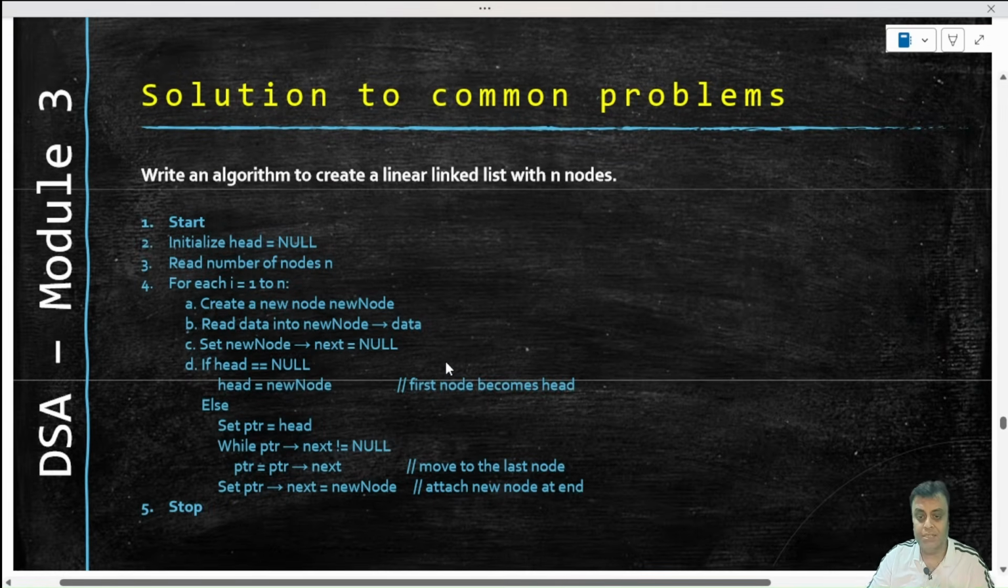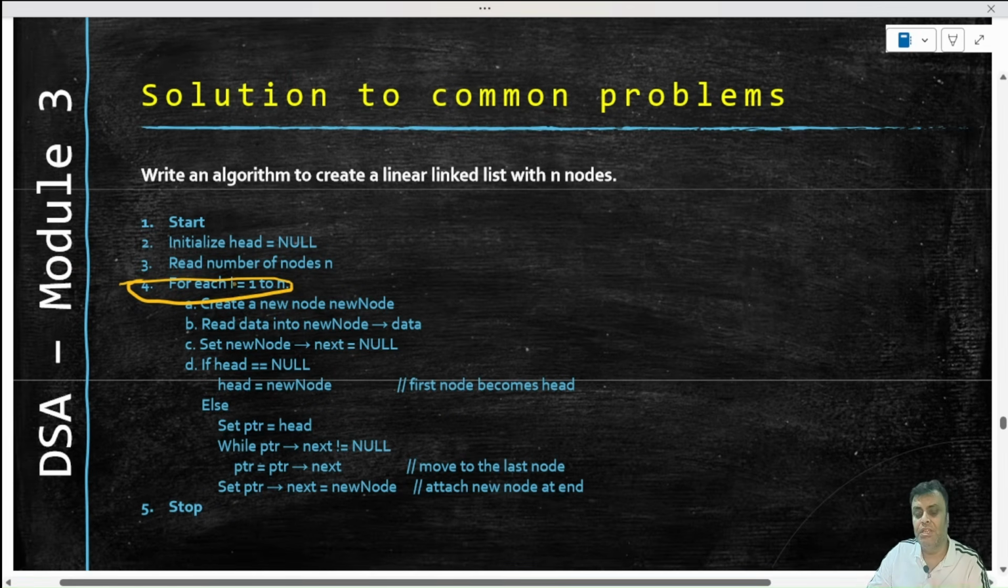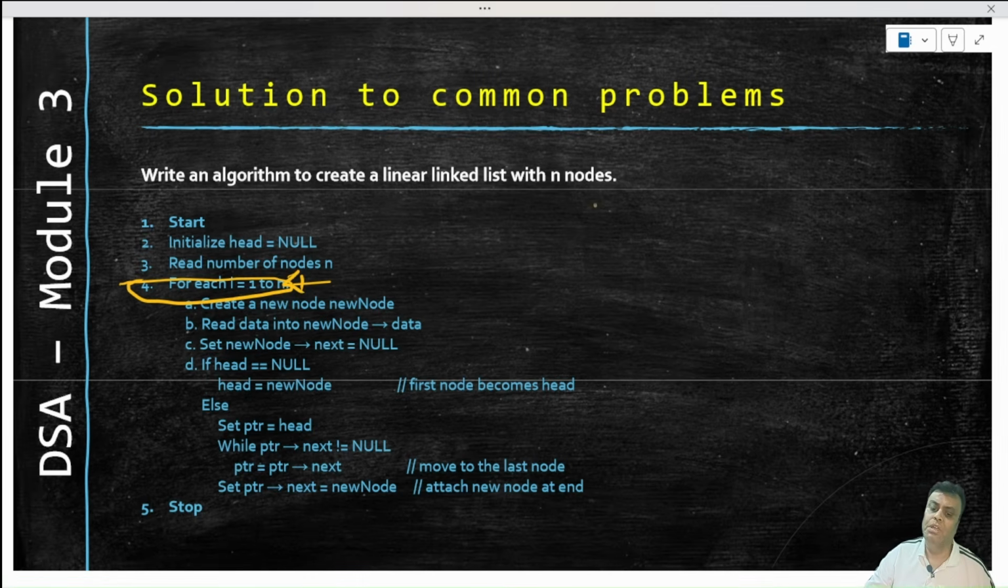Next, it's asking us to create a linear linked list with n nodes. It's simple. You just have to have an additional loop for n at the outside. So every time you create a node, you will need to check whether you have created that many nodes. This loop is just to justify that, right? So the rest of the stuff is going to be simple. It's the same thing that you are doing.